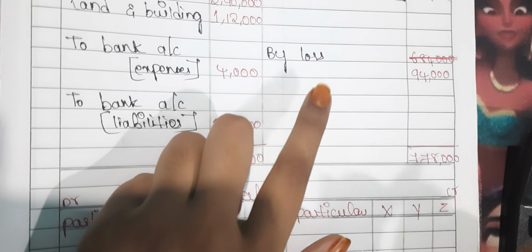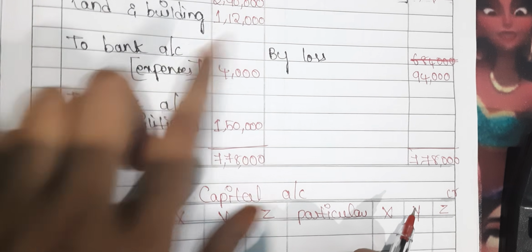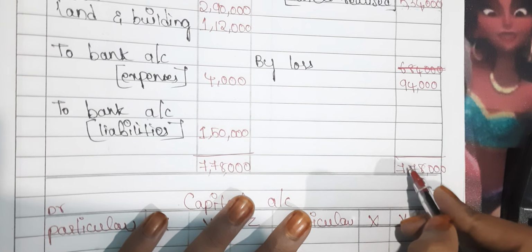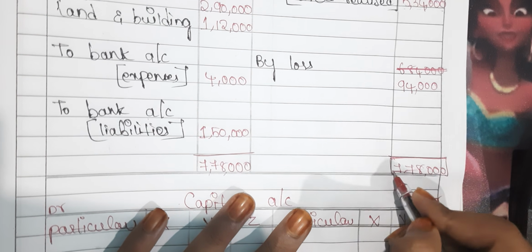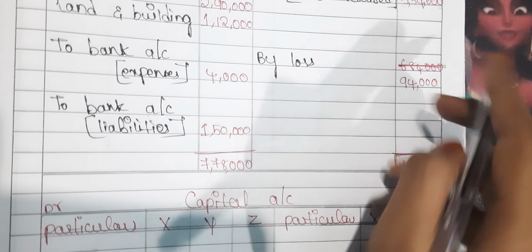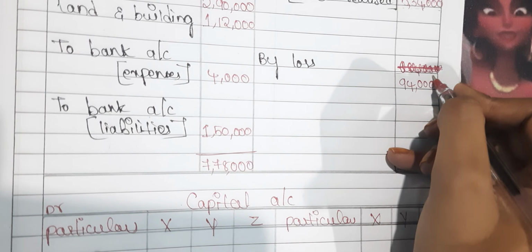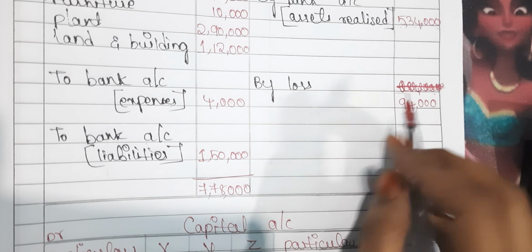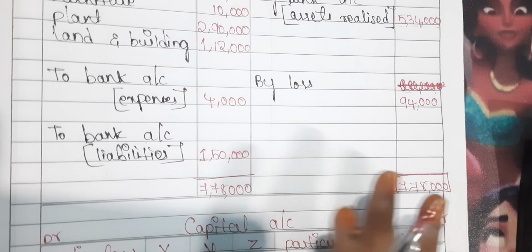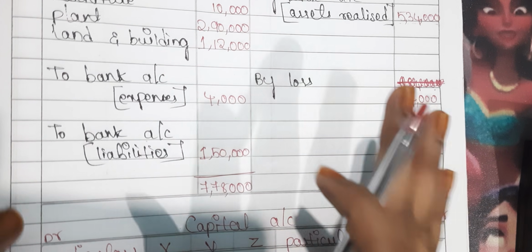See, if it is less here, it will be loss. If it is less here, it will be profit. Here it was less. You need to minus from the bigger number. Then whatever the balance amount you are getting, it is loss. Don't do like this in your answer booklet. I'm just erasing it so that you should not get confused, but make sure you're not making any mistakes.